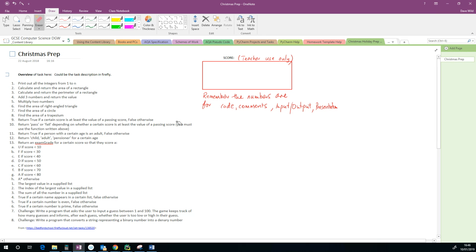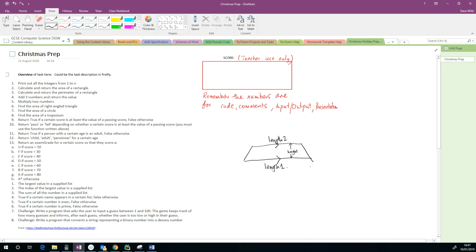What does a trapezium look like? Well, a trapezium looks something like this. These lengths here are parallel. Let's say this is length 1, and this is length 2. Notice that they're parallel, and the distance between these we're going to call height.